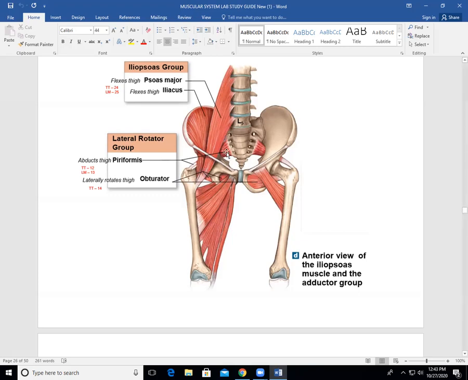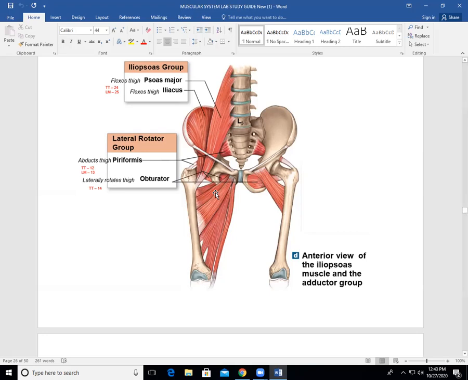Now, here along the sacrum, we have the piriformis muscle. You can see the tendon for the piriformis here. It helps to abduct the thigh. Again, the sacrum is going to be the origin, and the greater trochanter of the femur is going to be the insertion. If it contracts, it's going to pull that part of the femur toward the sacrum, and it's going to abduct your thigh.